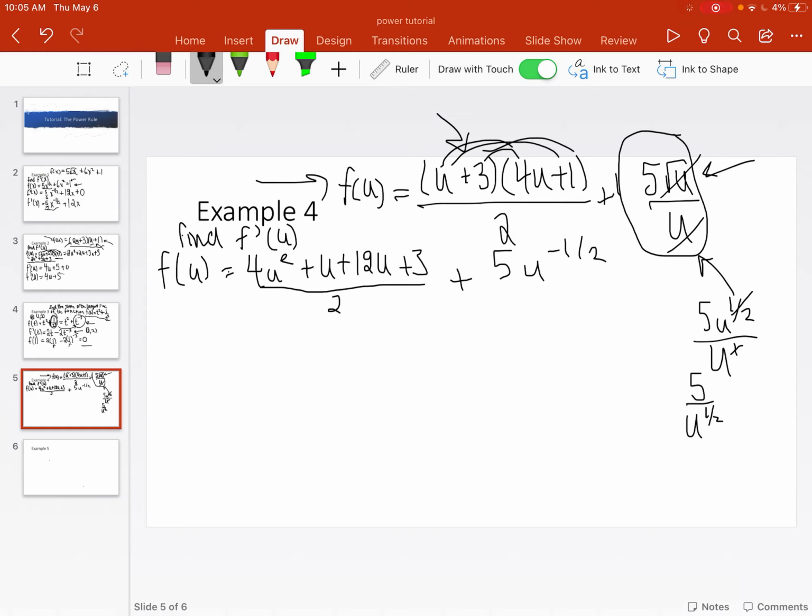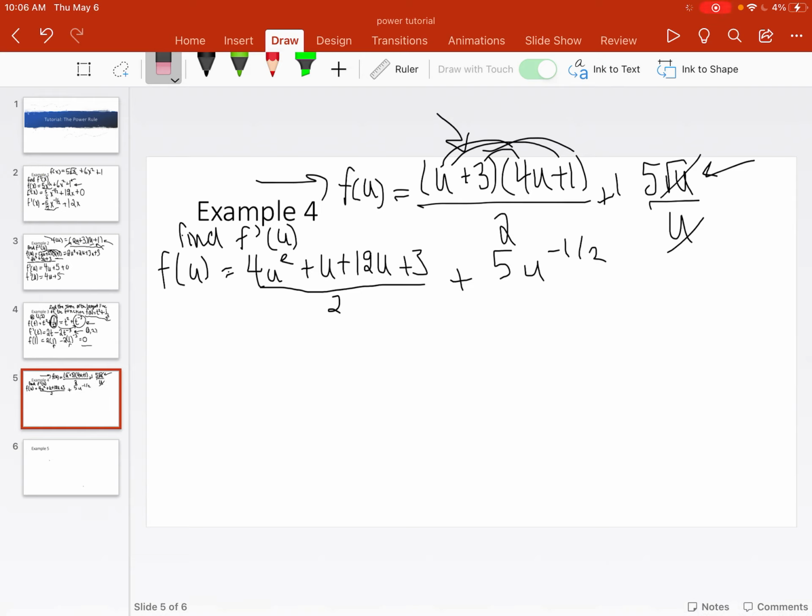And if I want to write this in a more workable format so we can use the power rule, it would just be this. So that's just a side note. Let's continue on with the question. Let's simplify this a little more. What does this come out to? Well, we'll divide each term by 2.